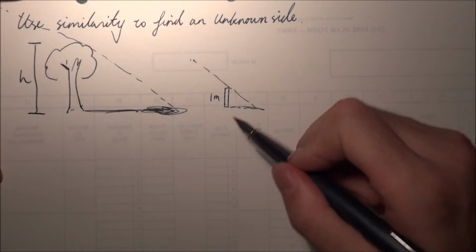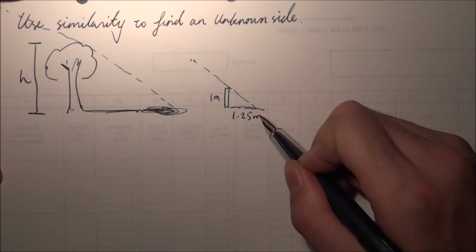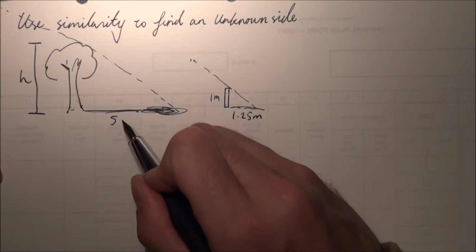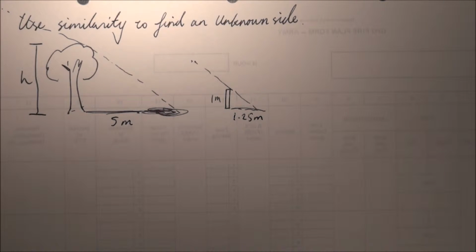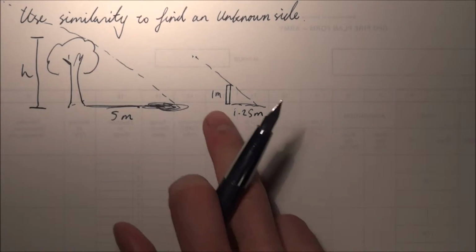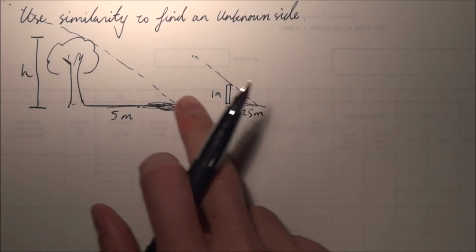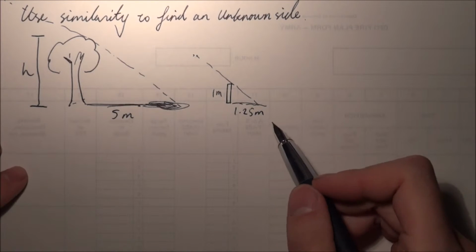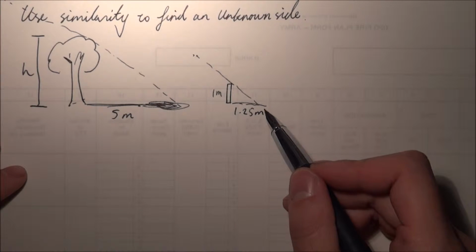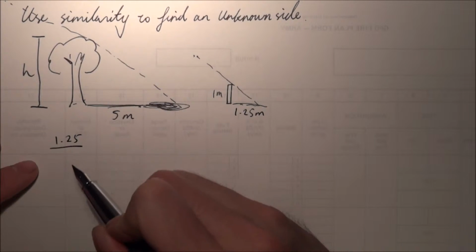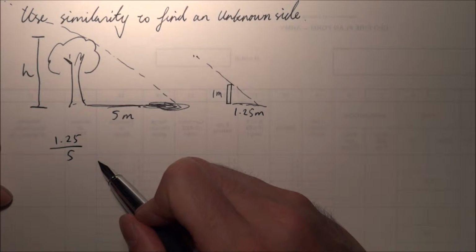Let's say the ruler is 1 meter long and its shadow is 1.25 meters long, and the length of the tree's shadow is 5 meters long. The idea is that the ratio between the shadows should be exactly the same as the ratio between the height of the ruler and the height of the tree. So what's the ratio between the length of the ruler's shadow and the tree's shadow? Well, 1.25 over 5.